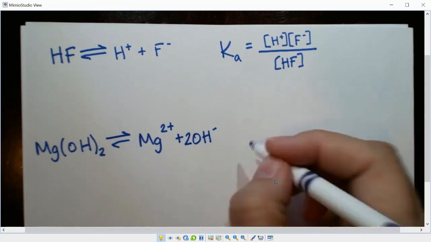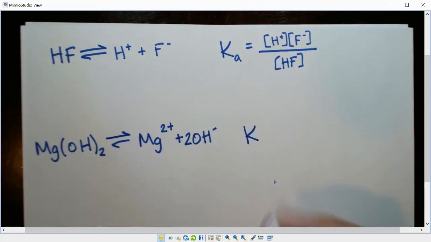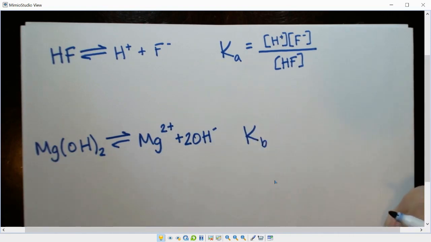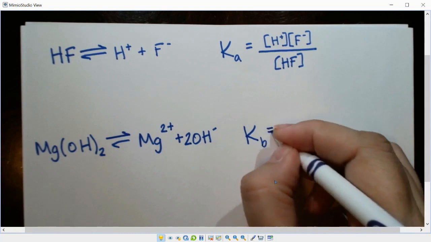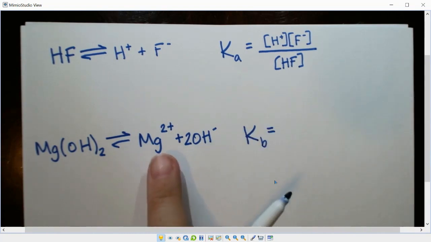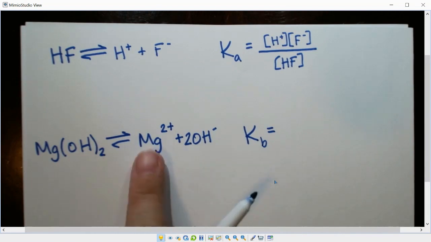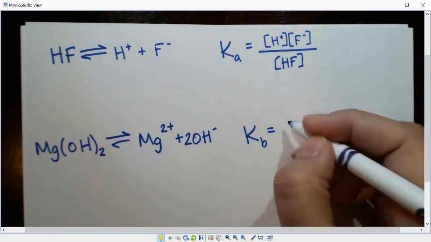So now I'm going to write my K expression. So I say K, and since this is a base, I'm going to use my little identifier to say Kb, let me know it's a base. And then it's still the same. We just do products over reactants raised to their coefficients' powers, if there is one.